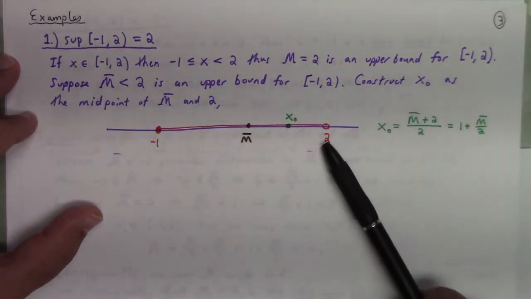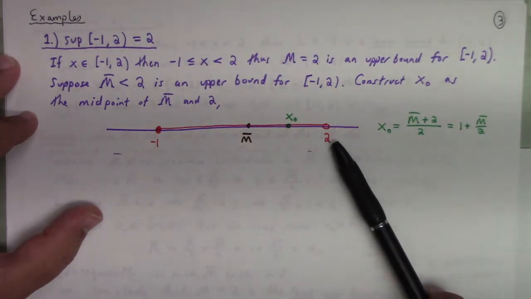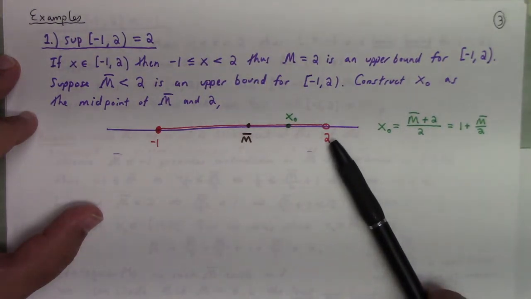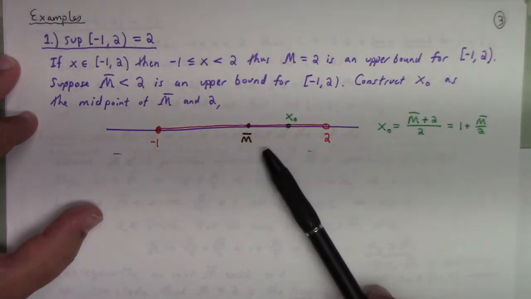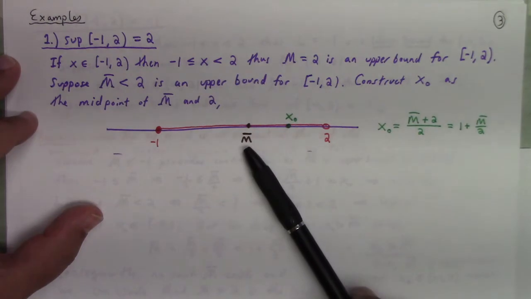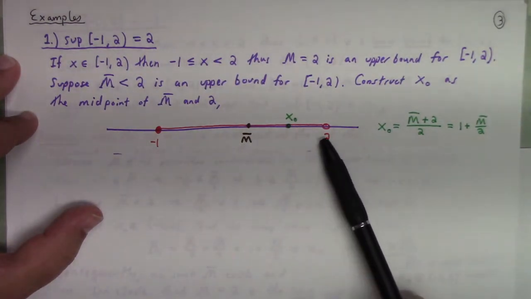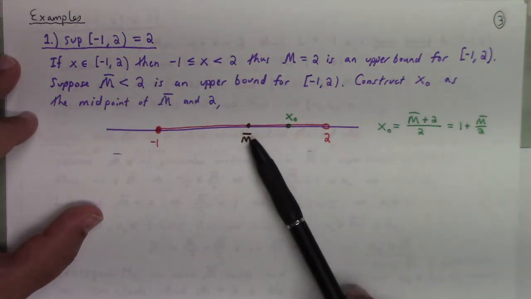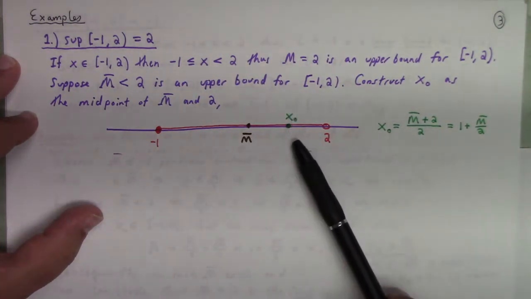We're arguing, in fact we want to prove, that 2 is the least upper bound. So we're supposing towards a contradiction that we've got a smaller upper bound, m bar. And the intuition is that the reason this is going to fail is because in fact there are points between 2 and m bar, right? For example, an easy point to find would be the midpoint, right?